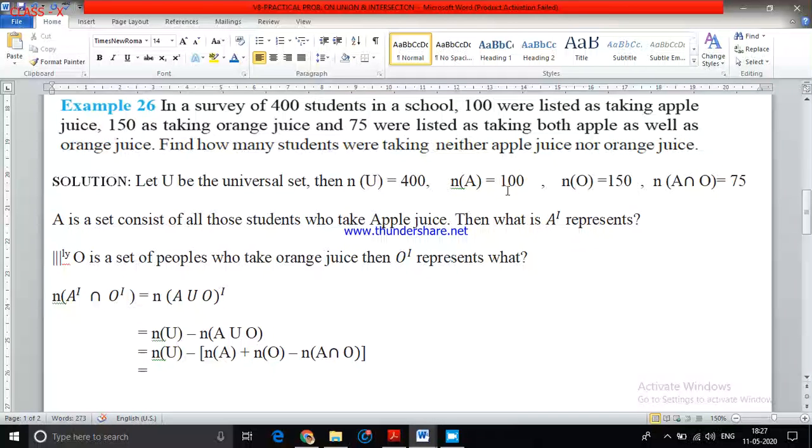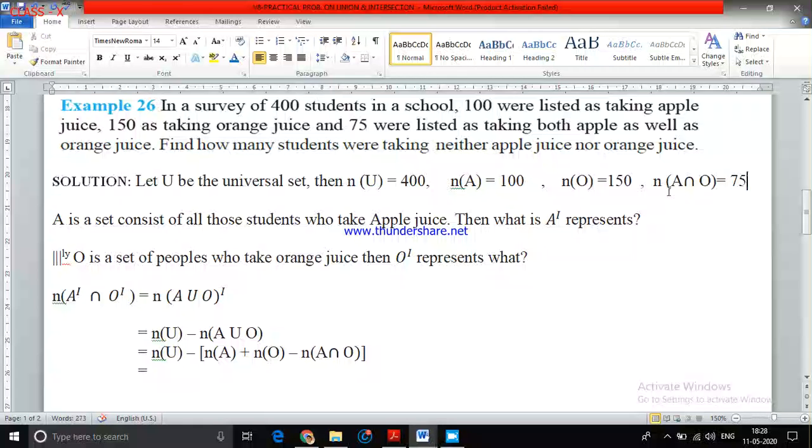A represents apple, N of A is 100, those who are drinking apple juice. N of O is 150, those who are drinking orange juice. Those who are drinking both apple and orange juice is 75. Now, what is the question asked? Find how many students are taking neither apple juice nor orange juice. How many students are not drinking apple and orange juices? That is the question. If I asked how many people are drinking apple and orange juice, it is already given: 75 people. Now the question is how many are not drinking?